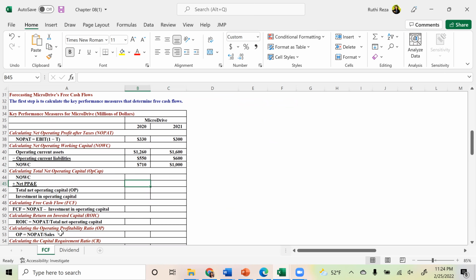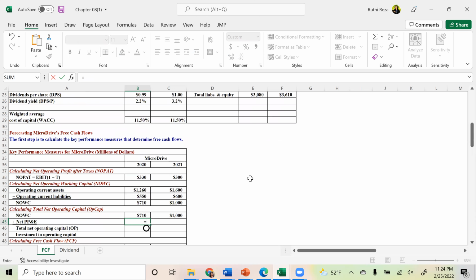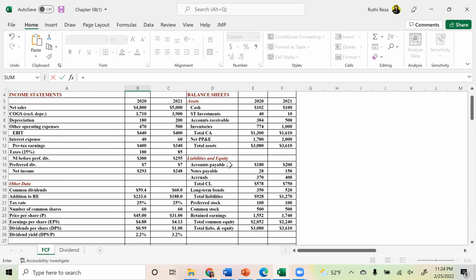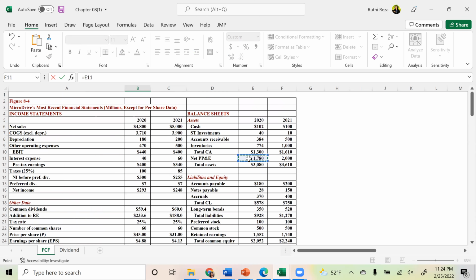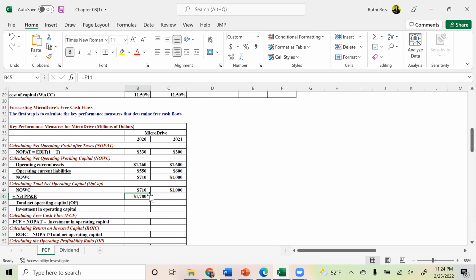Now, let us calculate total net operating capital. It is the sum of the net operating working capital we calculated above and net property, plant, and equipment, which we report under the long-term assets of the balance sheet, as you can see here. Next, total net operating capital.